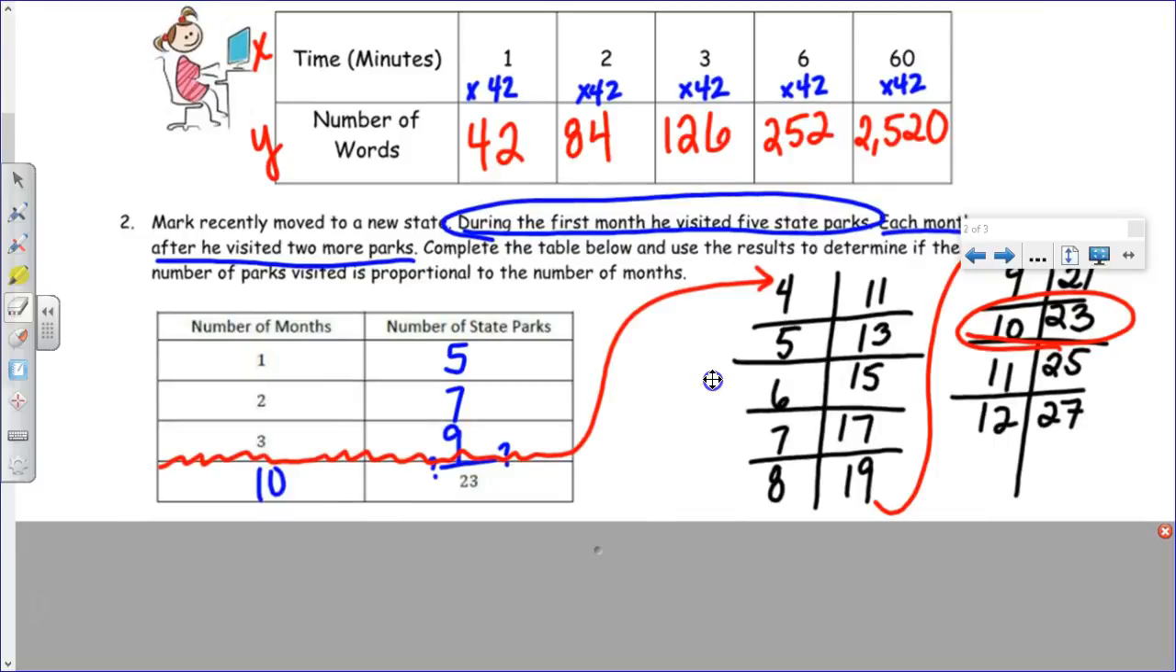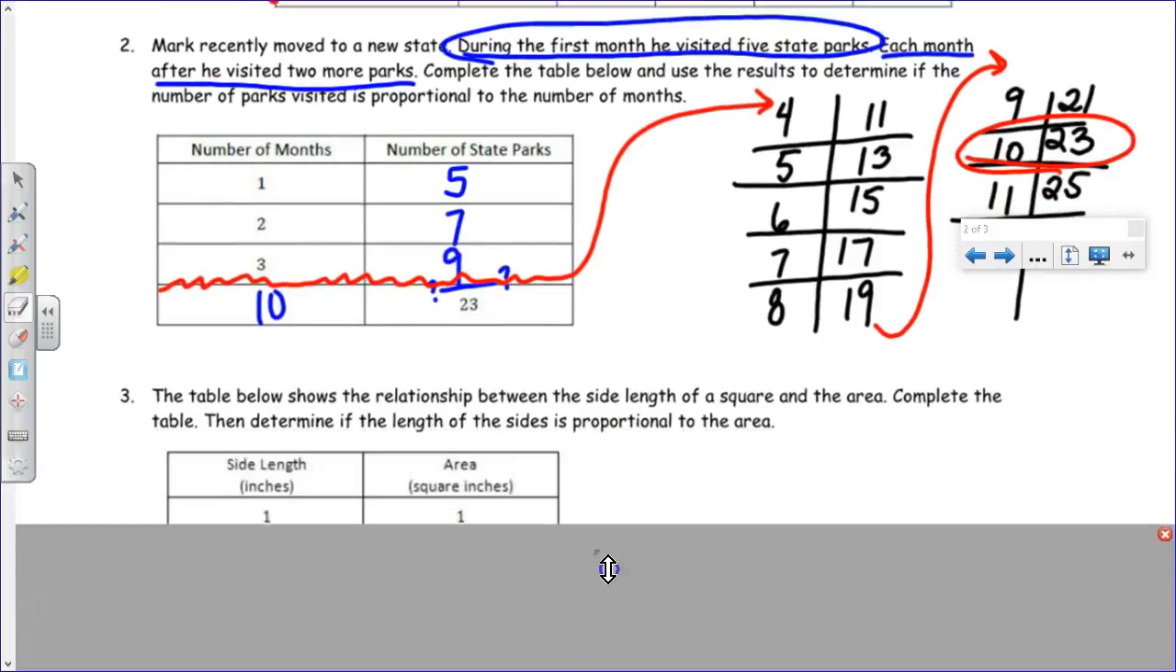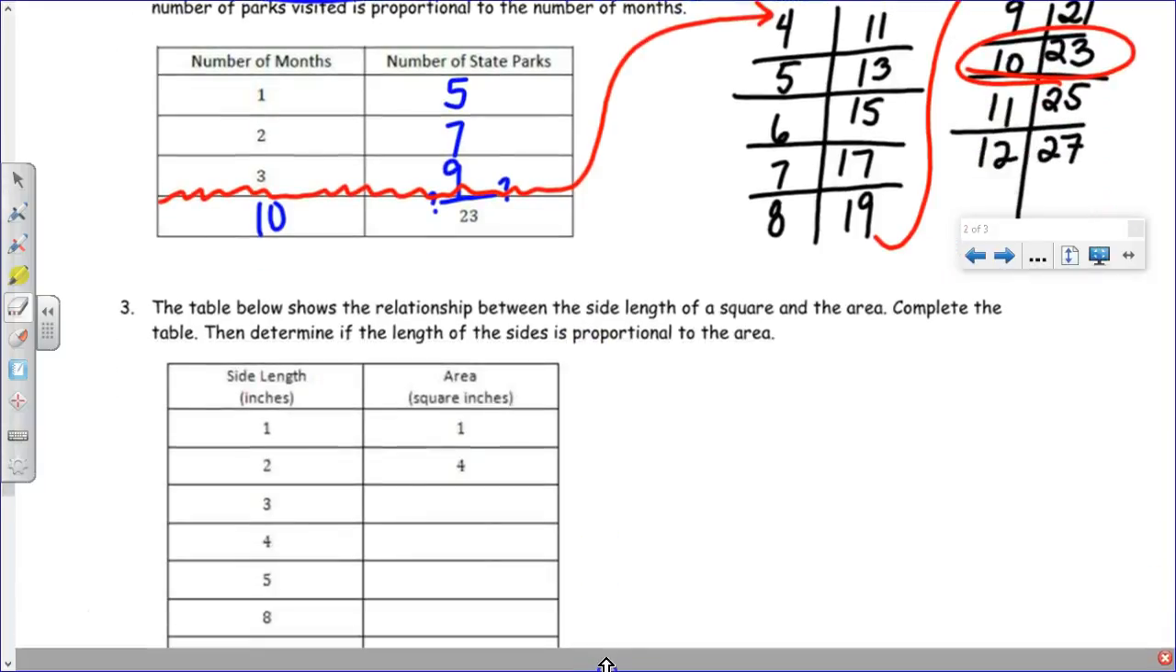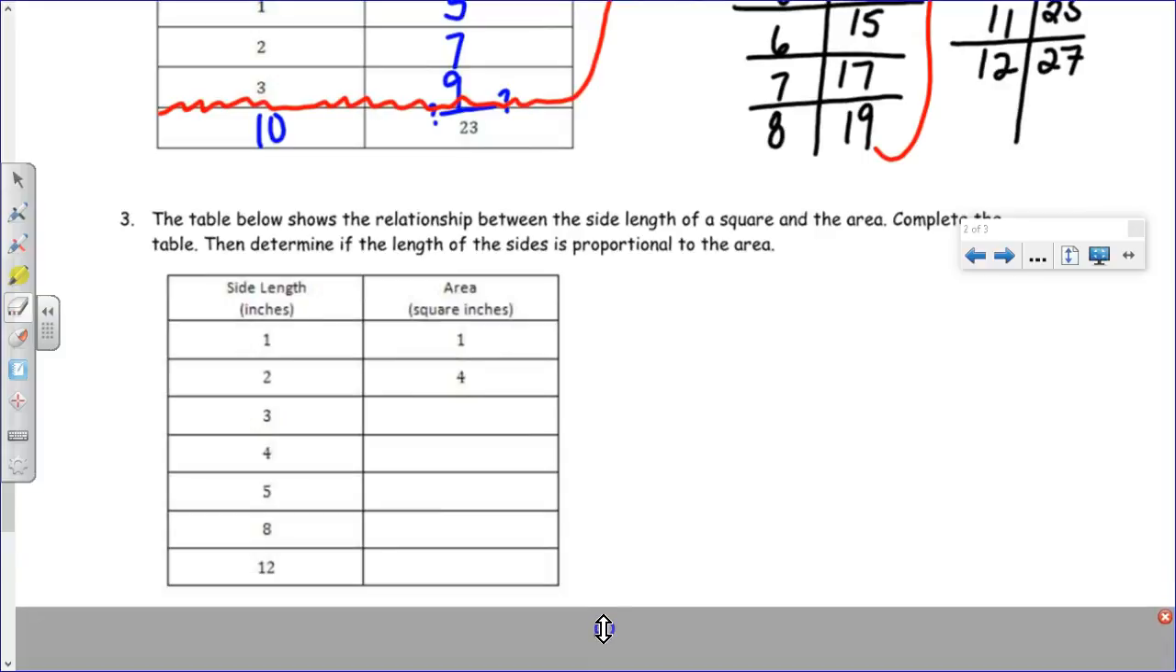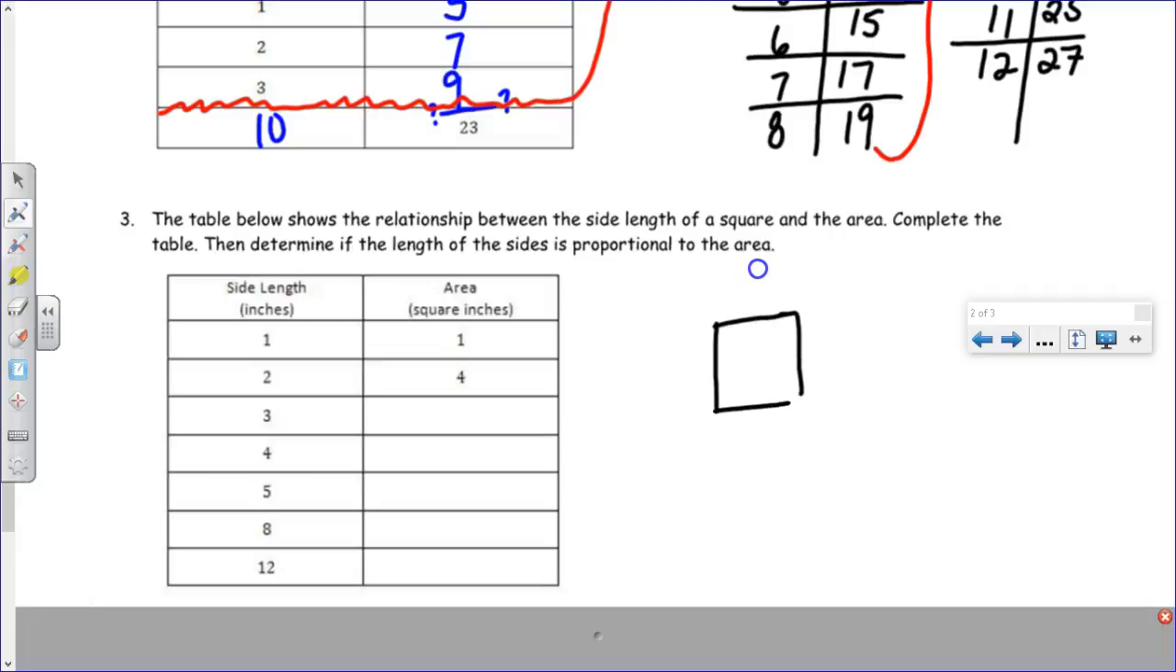Okay, the last example we have to do is finding the area of a square. And I want you to think about how you find the area of a square before we fill this in. This shows the relationship of the side length of the square and the area. So in order to do this, let's just draw a square, and this is going to be our visual. And we're going to call this side. And then since a square has all equal sides, we're going to also call that S for side. Okay, the first one is filled in. So we're determining if the length of the side of a square is proportional to its area.